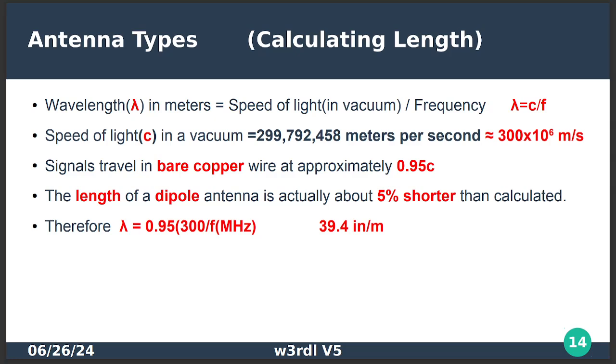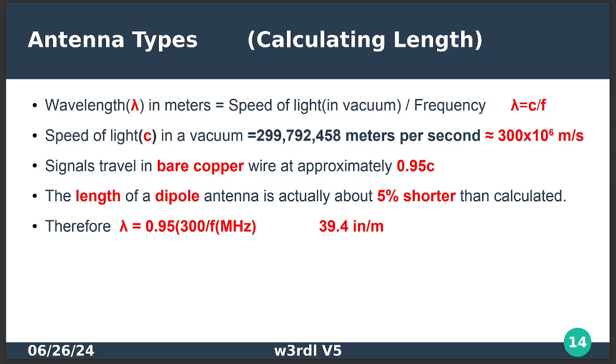There's another variable that we're going to add in here. Signals travel in bare copper wire at approximately 0.95 the speed of light. If the speed of light is 300 million meters per second, 0.95 of that is how fast the wave travels in copper. That's the way it travels in free space, and then when you get inside the atmosphere, it travels a little bit slower. You put it in copper, it travels a little bit slower. You put some insulation on, and it says bare copper.